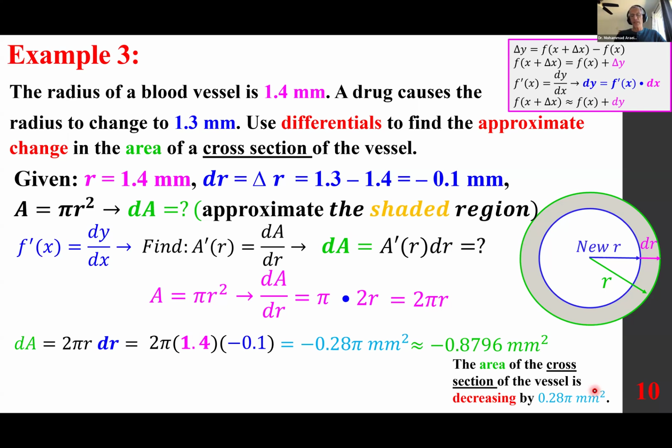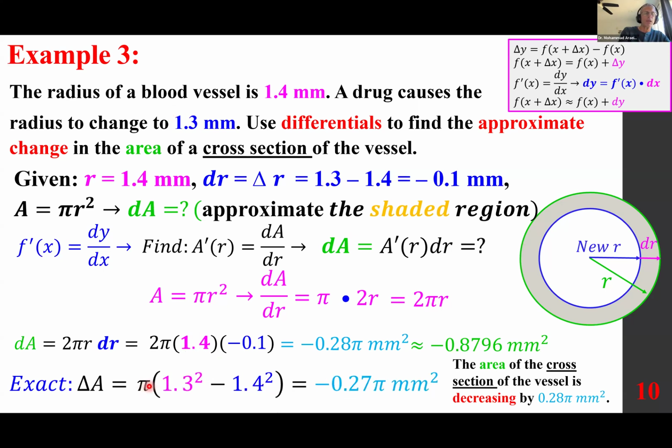How do we find the exact? The exact is found just like we would find delta y. So we find delta y, and it's actually easy. The area has the formula pi r squared. So we plug in 1.4, we plug in 1.3, and the difference is the answer. And of course, pi 1.3 squared minus pi 1.4 squared. I have factored the pi out, and it's negative 0.27 pi millimeters squared, very close to what you have here, everybody.